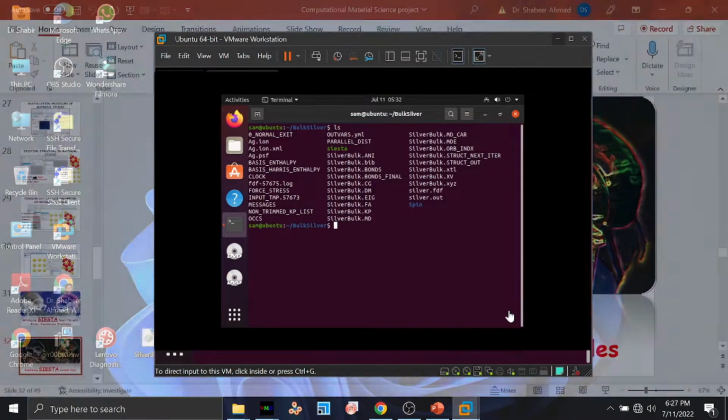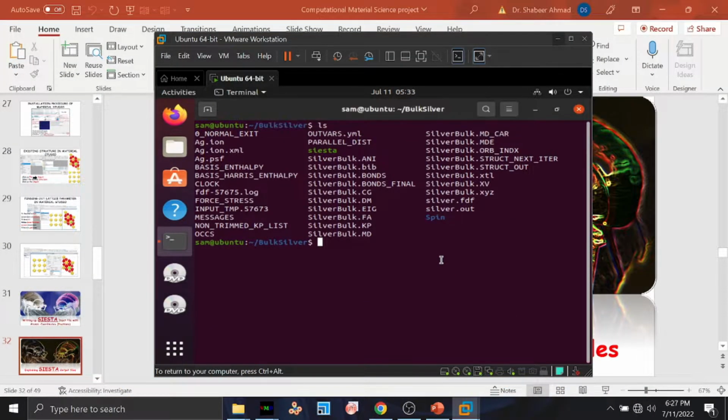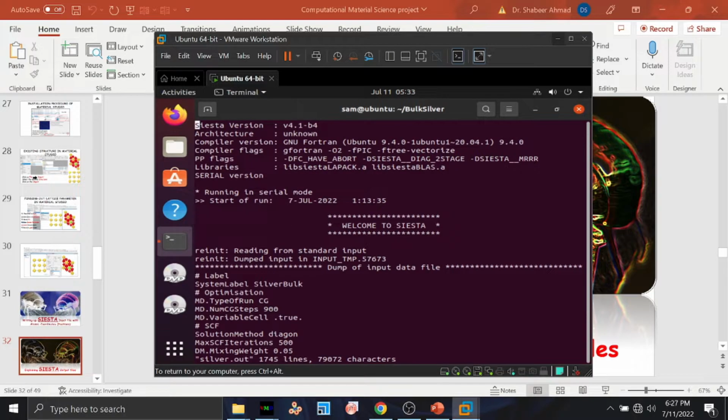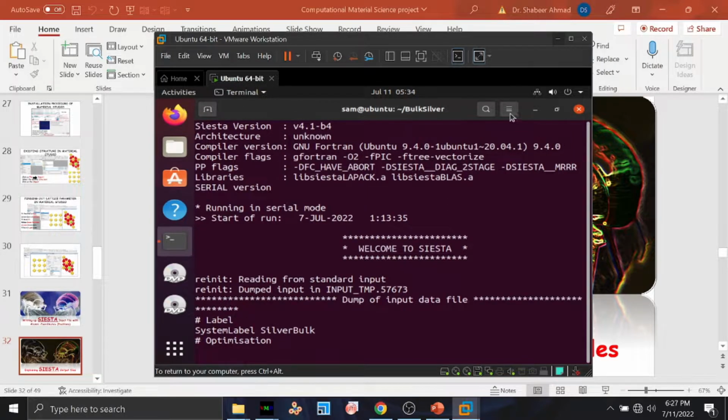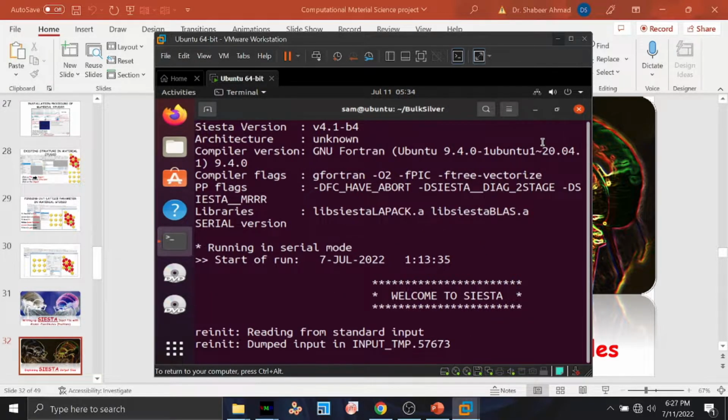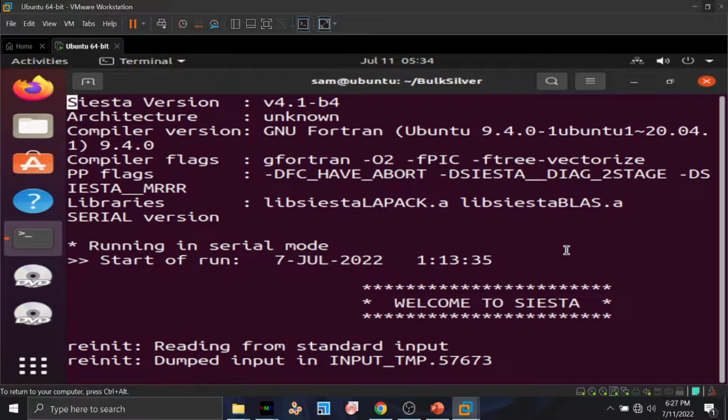So here you can see vi silver dot out. Let me make it a little bigger so that you can clearly see the information it has. Okay, so when you open the SIESTA output file, it shows the SIESTA version and architecture, compiler GNU for RAM, and compiler flags and libraries.